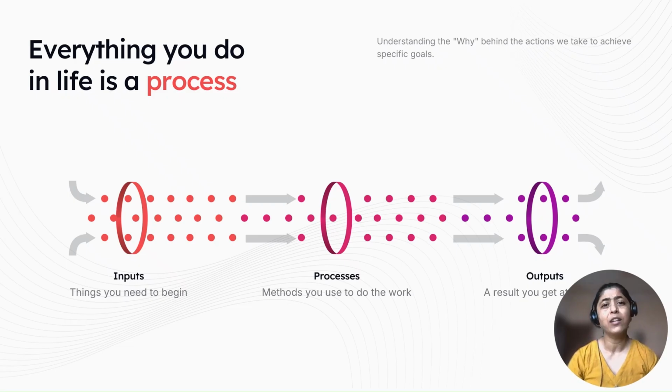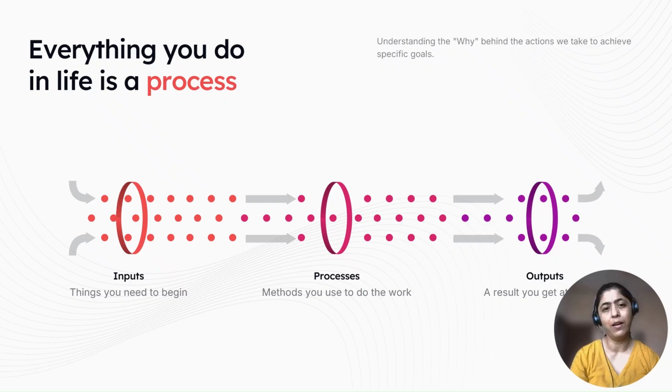Now, imagine that someone asks you to explain exactly how you achieve that result. You would naturally describe three things. First, what did you do to start the process? This is your input: your toothbrush, your toothpaste and water. Second, what did you actually do? You used a method or technique, your brushing technique. And third, what did you get at the end? That is your output: clean teeth.